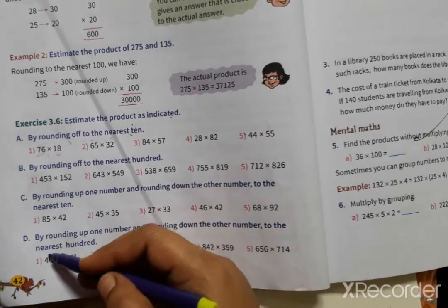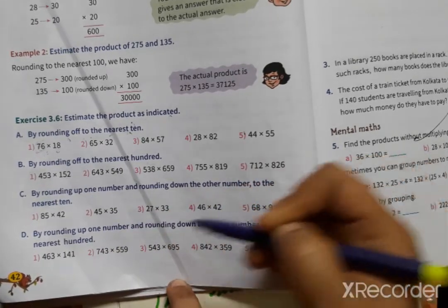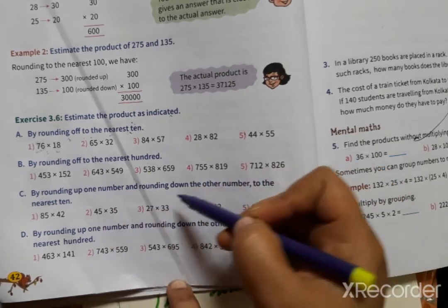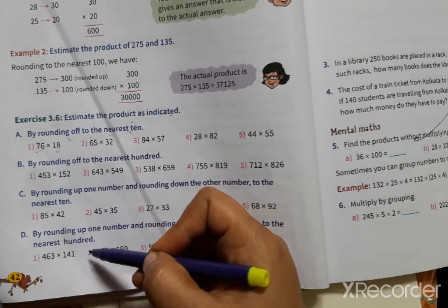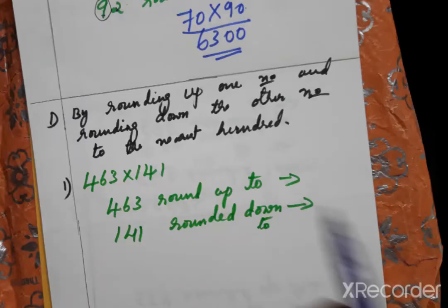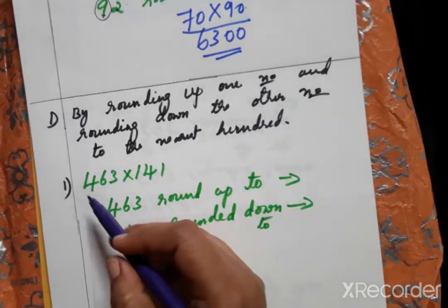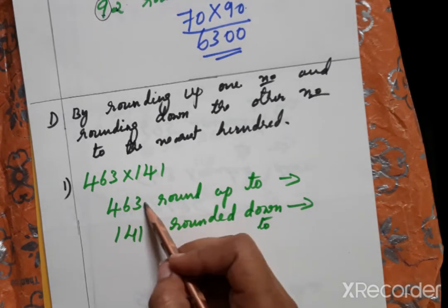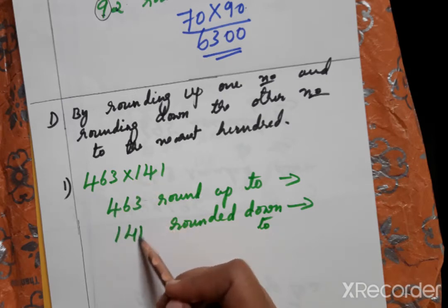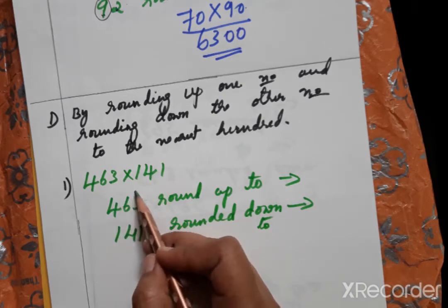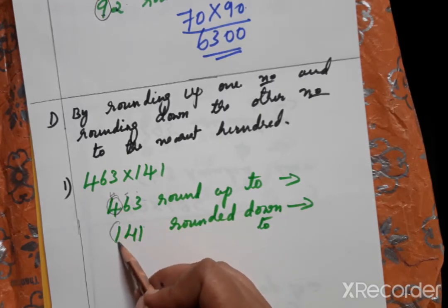Now here, we have to round up one number and round down the other number to the nearest 100. Before, we did the same way, rounding up one number and rounding down another number to the nearest tens place. Here we have to round off to the nearest 100 place. We have to round each number separately, 463 and 141, to the 100 place. Ones, tens, 100 place is 4.